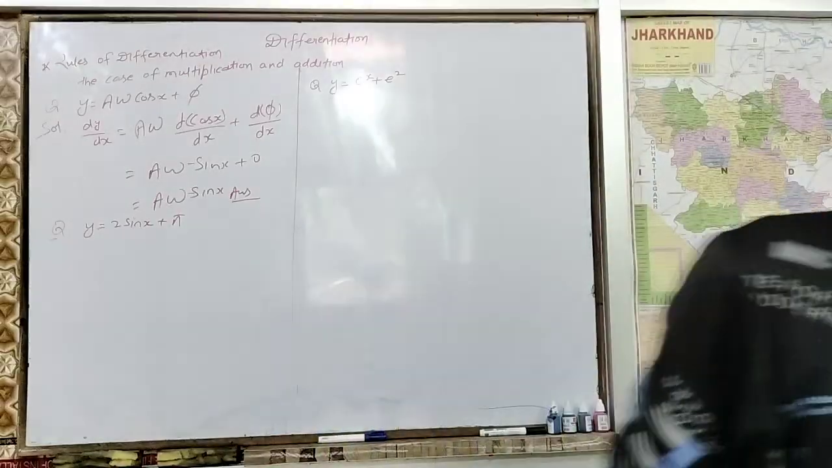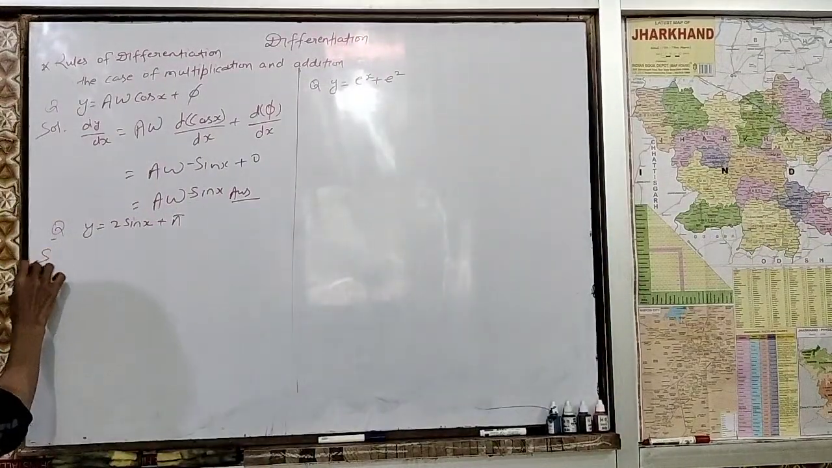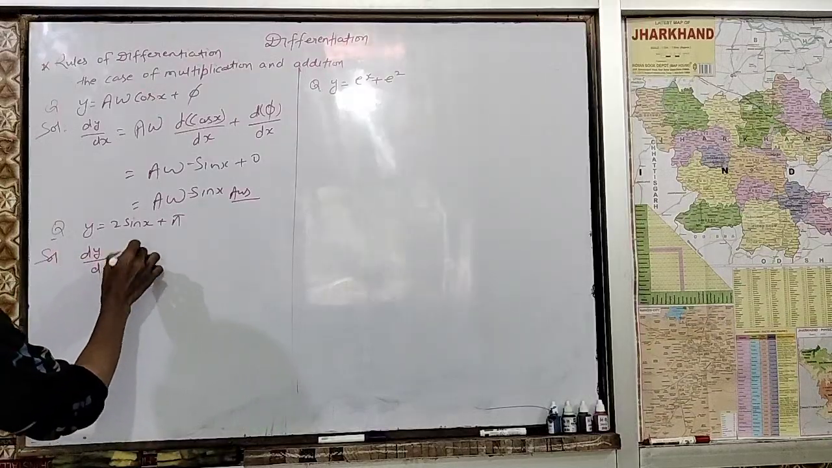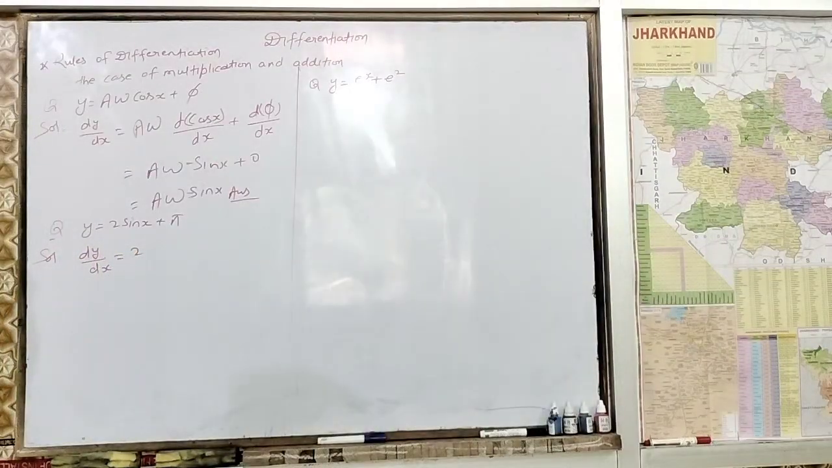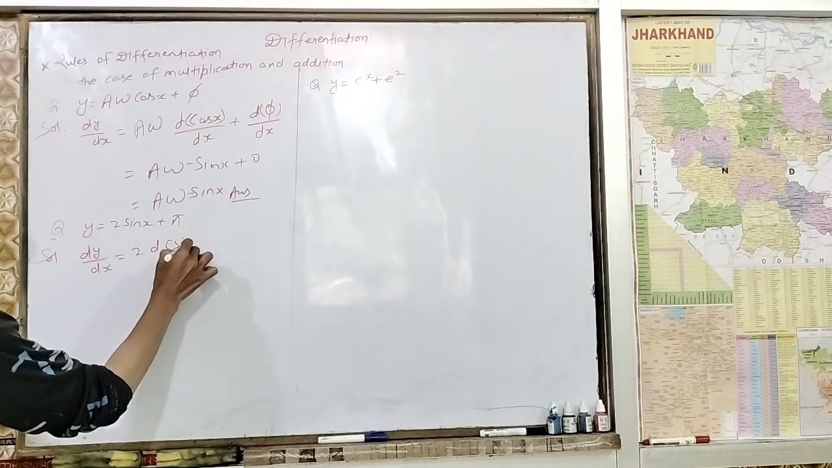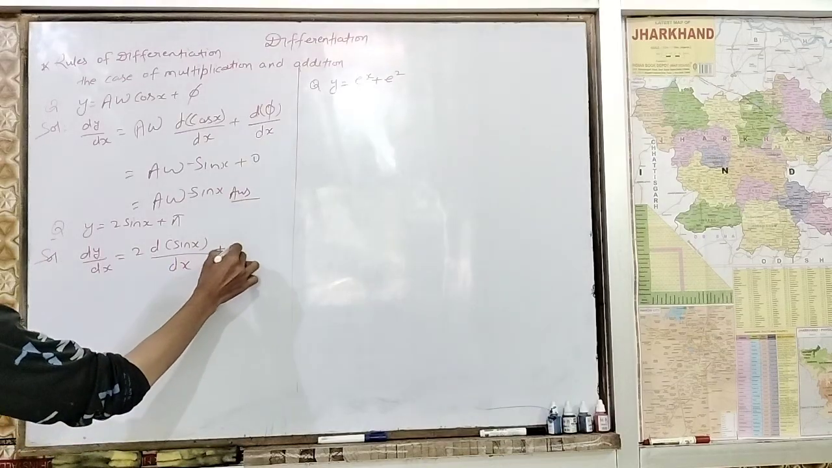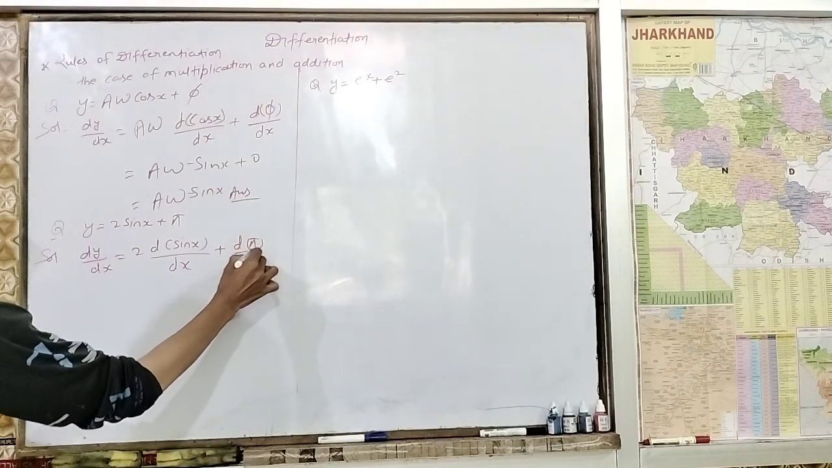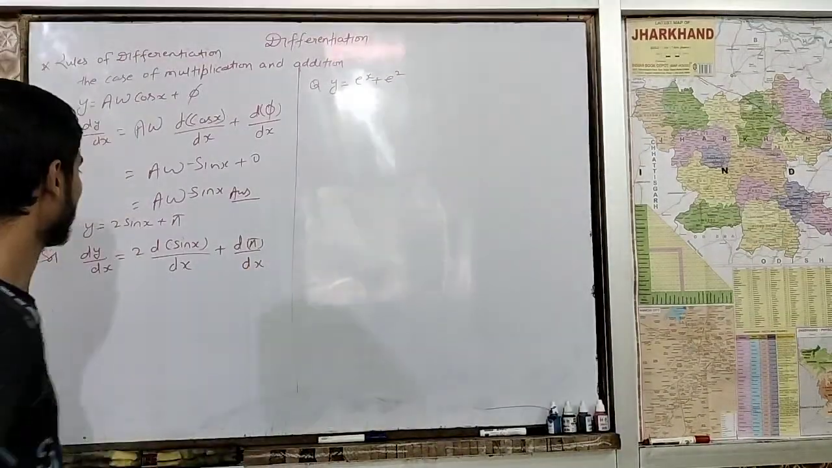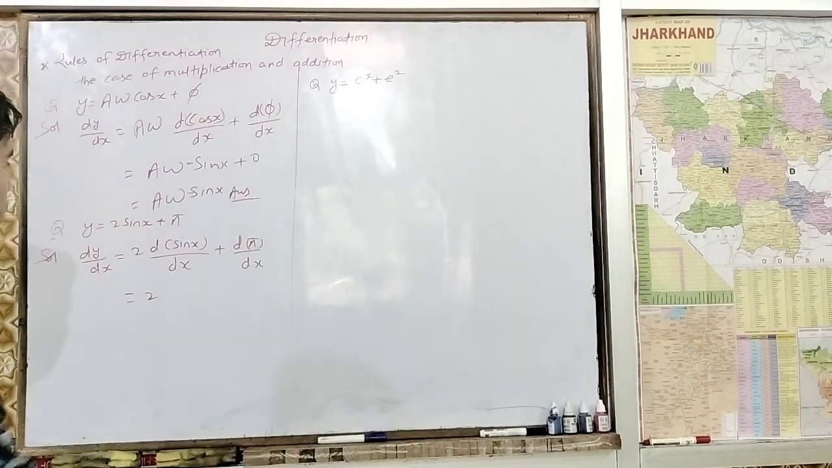Look at this question. First step, dy upon dx. 2 is in multiplication, so it will be as it is. Differentiation of sin x upon dx plus differentiation of pi. This pi is a number. It is a number. Now 2 as it is. Differentiation of sin x is just cos x.